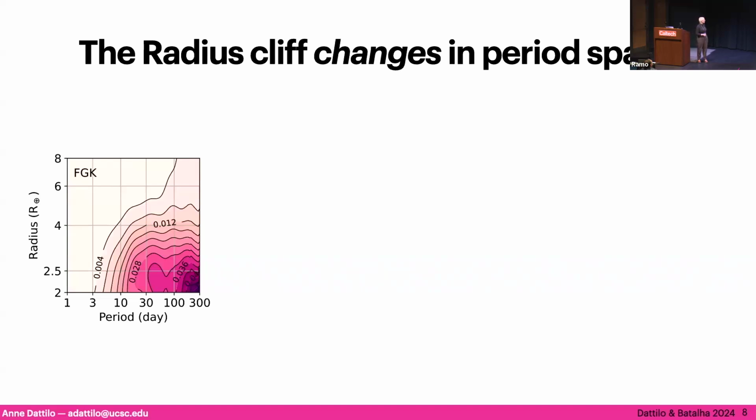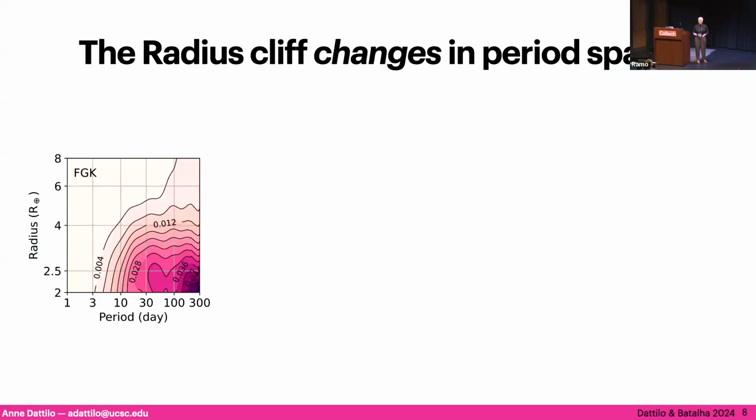This is an occurrence contour in orbital period, so it goes from 1 to 300 days, and we're going from 2 to 8 Earth radii. The radius valley is down here, but I've chopped it off to not distract you. We're looking at the cliff. The darker colors mean planets are more common, and here's the Neptune desert, and then as you go out farther in orbital period, you're getting more and more large planets.